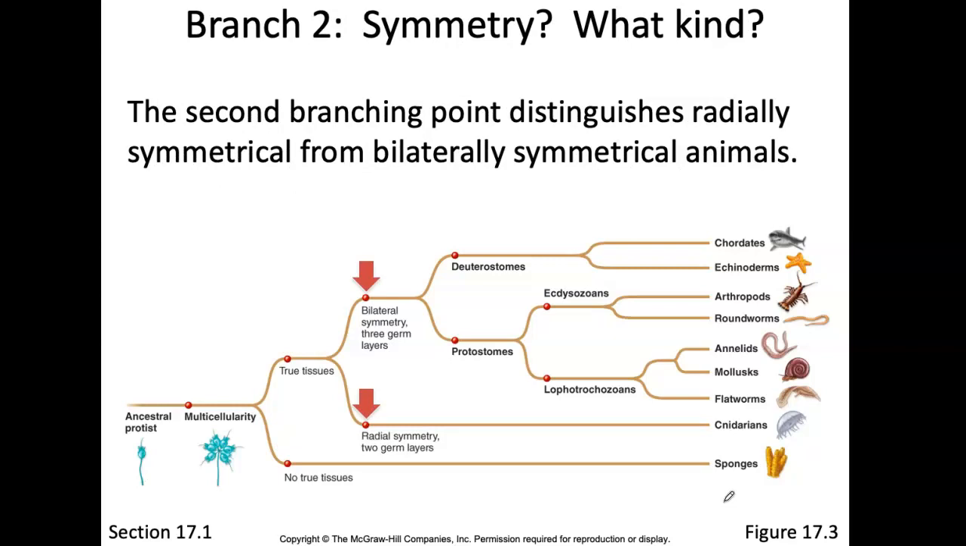The second branch that we'll look at has to do with symmetry. What kind of symmetry? Well, is this organism radially symmetrical, or is it bilaterally symmetrical? So bilateral means that it has two equal sides. So if you were to take a slice of yourself that goes all the way down your forehead, down your nose, to your mouth, to your chin, and down your sternum, and down your middle, you're going to have a right side and a left side that looks pretty much the same. That's bilateral.